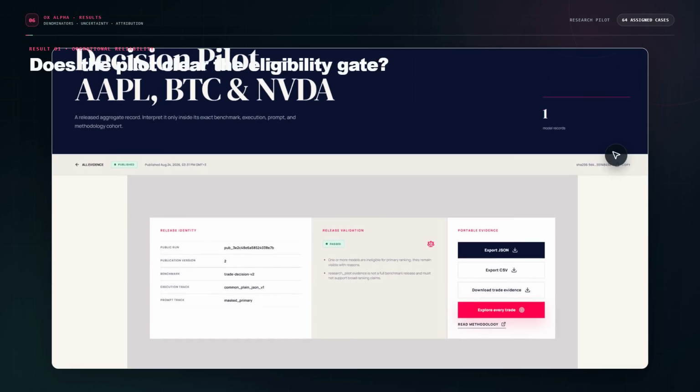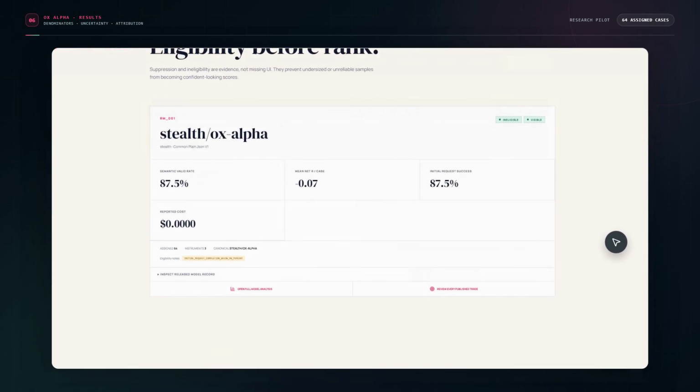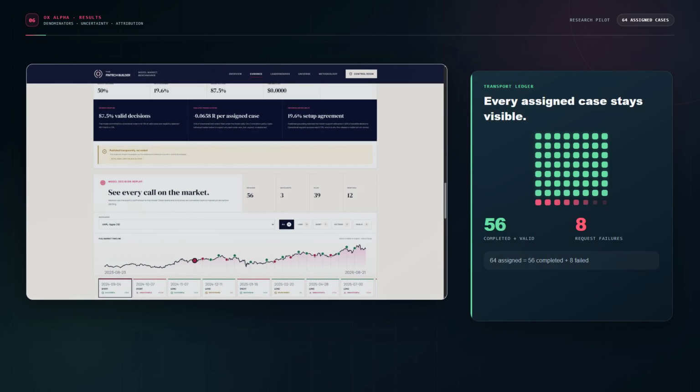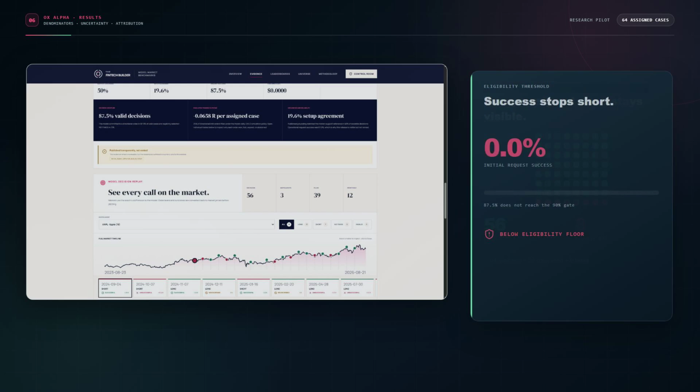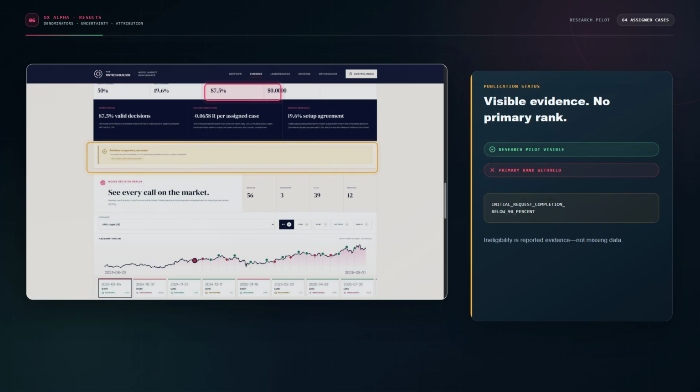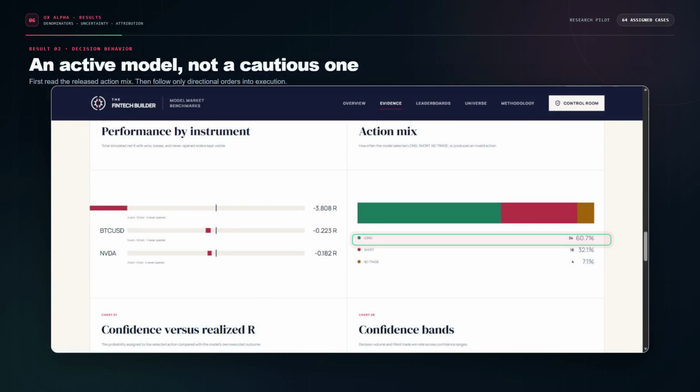Now, the result: 64 cases were assigned, 56 initial requests completed successfully and produced semantically valid decisions. 8 requests failed. That is an initial request success rate of 87.5%, below the benchmark's 90% eligibility threshold. The run remains visible as a research pilot, but the model is not eligible for primary leaderboard ranking from this publication.